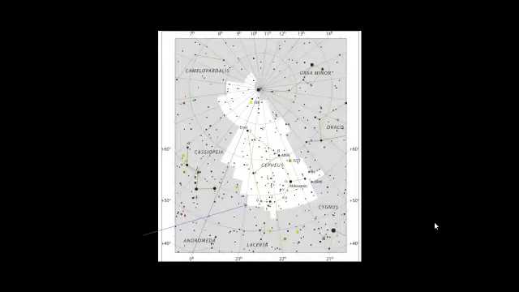Okay, why are they called Cepheid variables? Because the first one discovered, apparently in the 18th century, was Delta Cepheus, the fourth brightest star in the constellation of Cepheus. That's why they're called Cepheid variables.